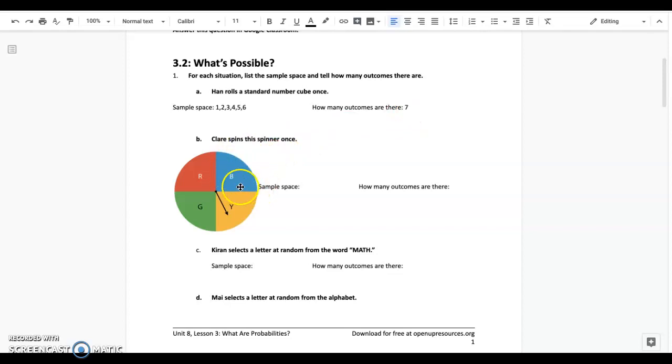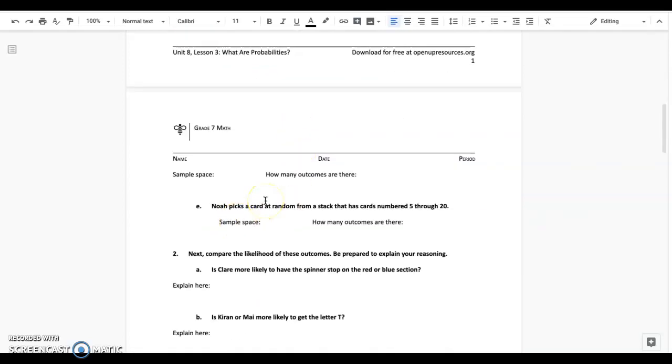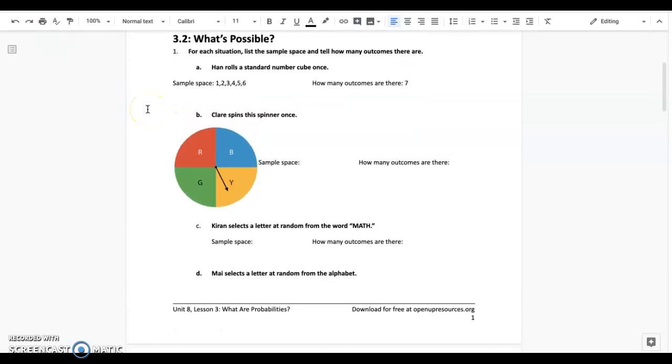And so you're going to continue doing that for the spinner, for the letter from the word math, the alphabet, and a card. For each of those, you need to do the sample space and how many outcomes there are. So you need to pause the video so that you can go and work on those and then come back here and check your work.